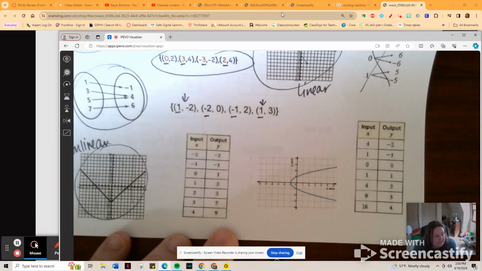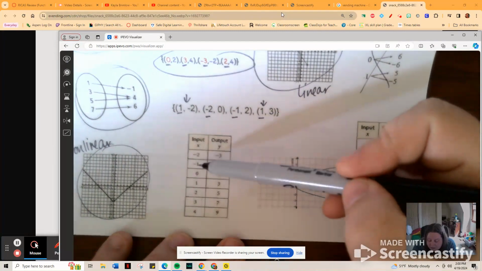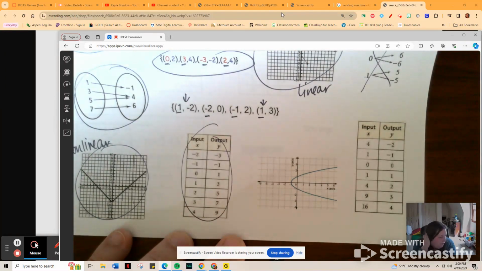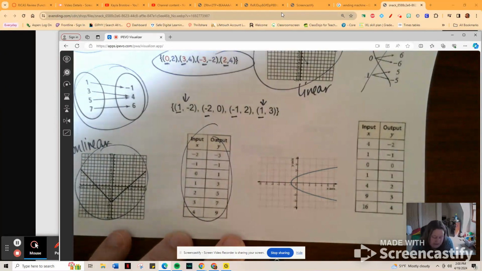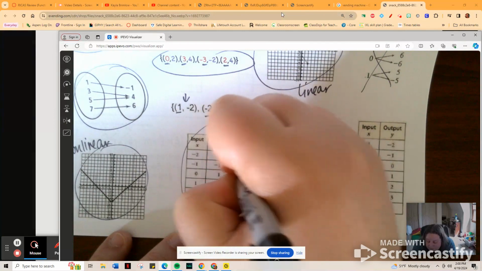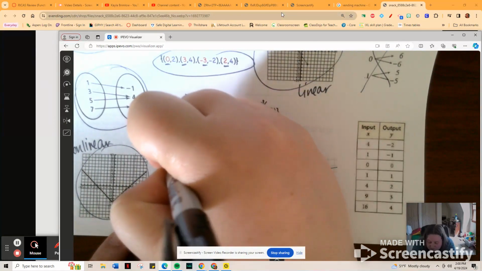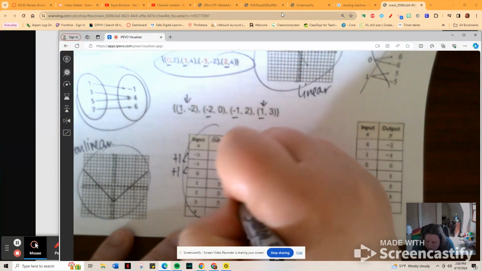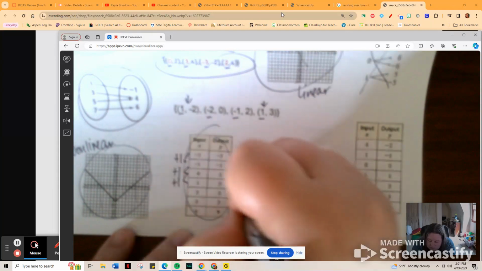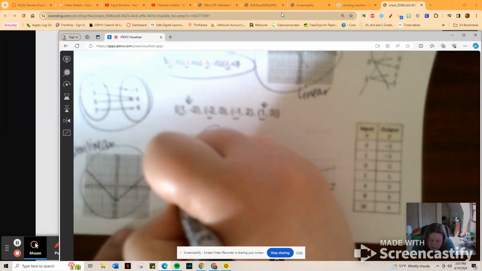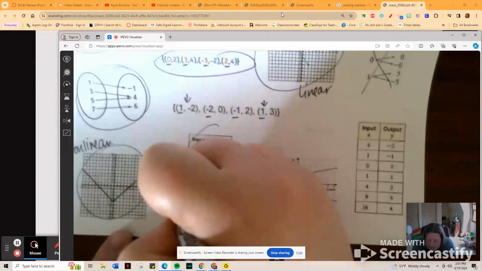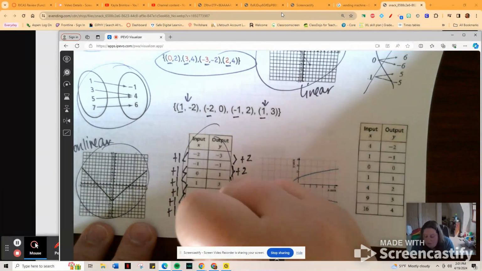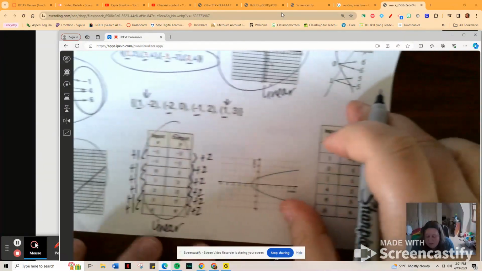All right, so with tables, we have to see if any of the x values repeat. So -2, 1, 0, 1, 2, 3, 4. So this is a function. So now I have to see what the rate of change is to see if it's linear or not. So this is increasing by 2, while this is increasing by 1, plus 2, plus 1, plus 2, plus 1, plus 2, plus 1. So this looks like it is going to be linear. It has the same rate of change, same ratio as I go through. So we would say this would be linear.